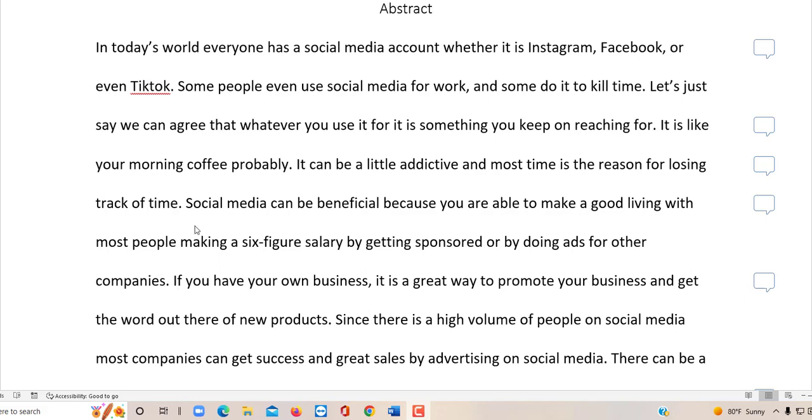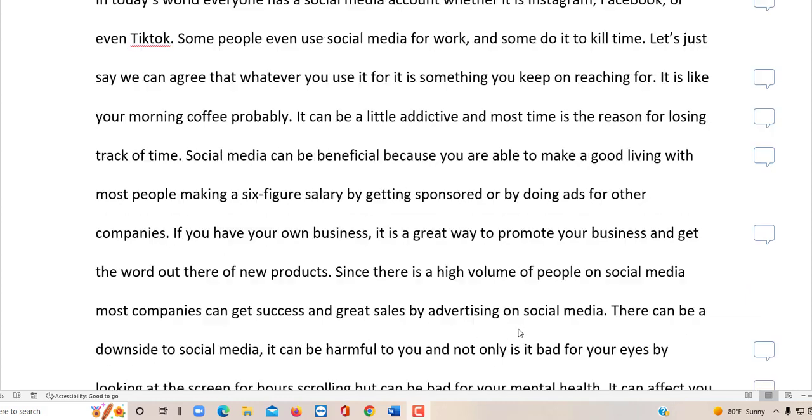If a person has their own business, so I replaced you and your with a person, it is a great way to promote their business and get the word out there of new products. Since there is a high volume of people on social media, most companies can get access and great sales by advertising on social media. There can be a downside to social media.